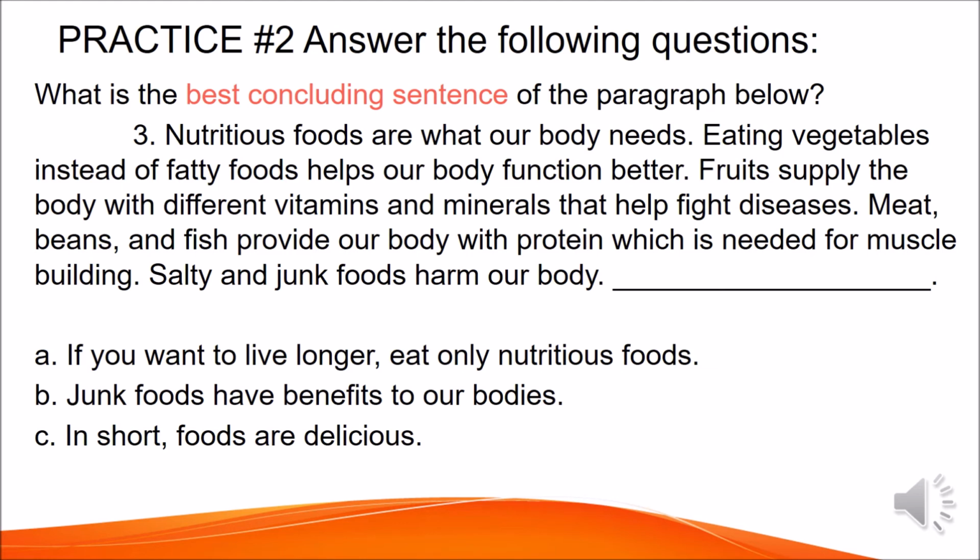What is the best concluding sentence for the paragraph below? Nutritious foods are what our body needs. Eating vegetables instead of fatty foods helps our body function better. Fruits supply the body with different vitamins and minerals that help fight diseases. Meat, beans, and fish provide our body with protein, which is needed for muscle building. Salty and junk foods harm our body.